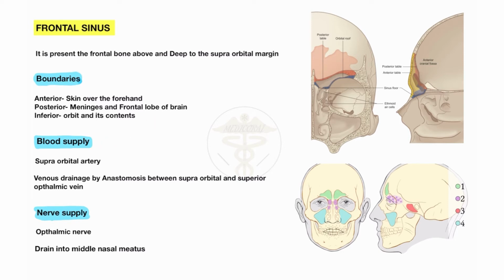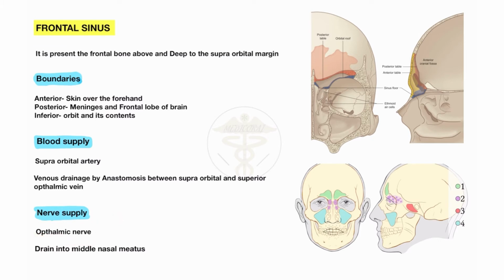Blood supply of the frontal sinuses occurs by the supraorbital artery. Venous drainage occurs by the anastomosis between the supraorbital and superior ophthalmic veins. When anastomosis occurs between the supraorbital and superior ophthalmic veins, these drain the frontal sinuses. Nerve supply of the frontal sinuses is by the ophthalmic nerve.